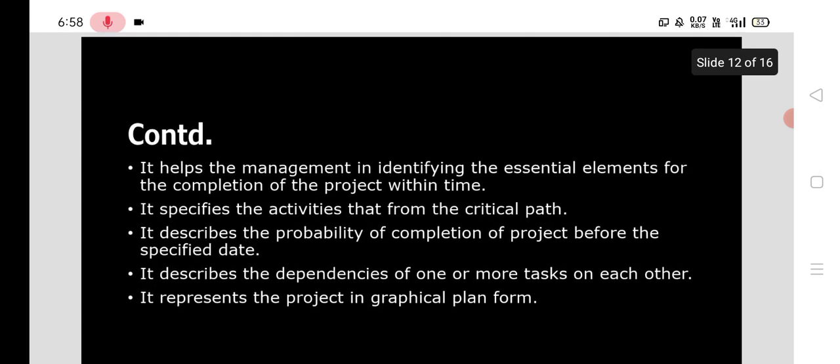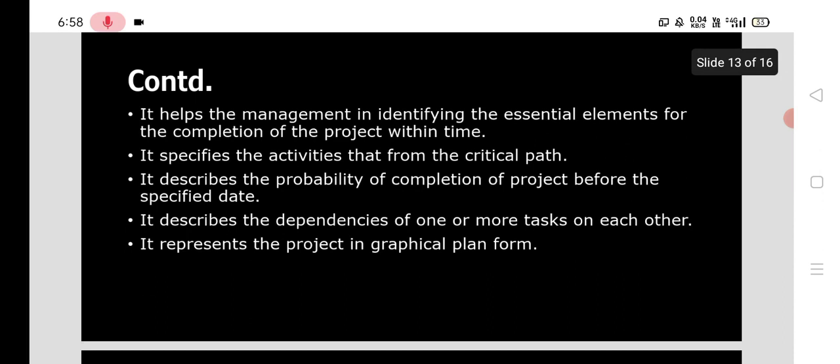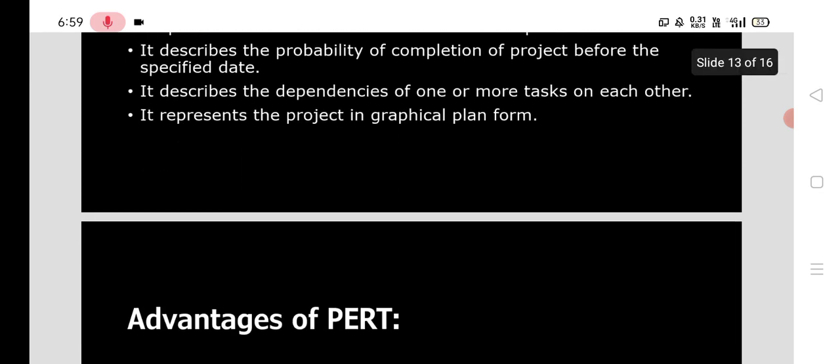It helps the management in identifying the essential elements for the completion of the project within time. It specifies the activities that form the critical path. It describes the probability of completion of the project before the specified date. It describes the dependencies of one or more tasks on each other. It represents the project in graphical plan form.